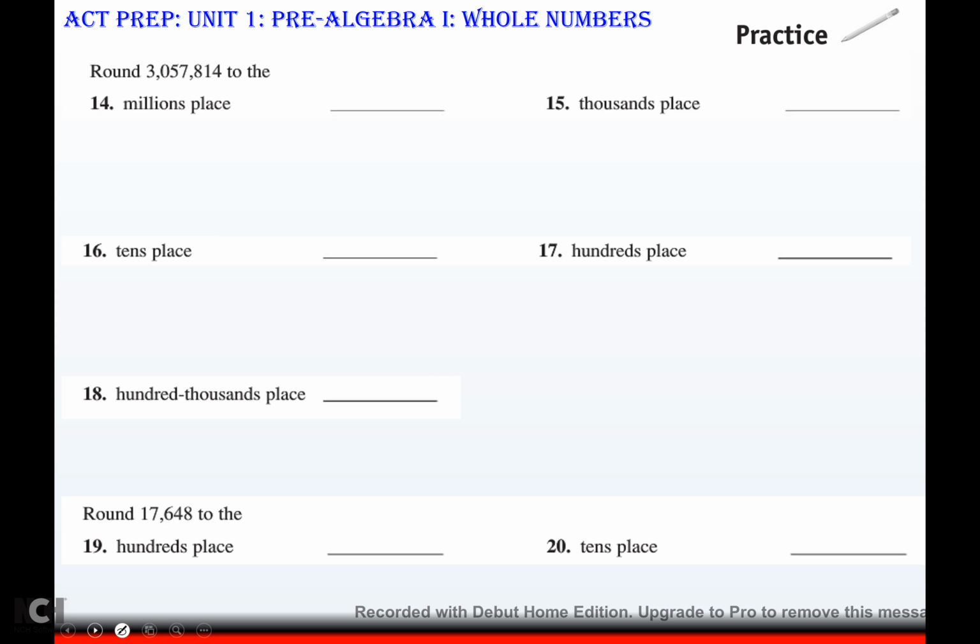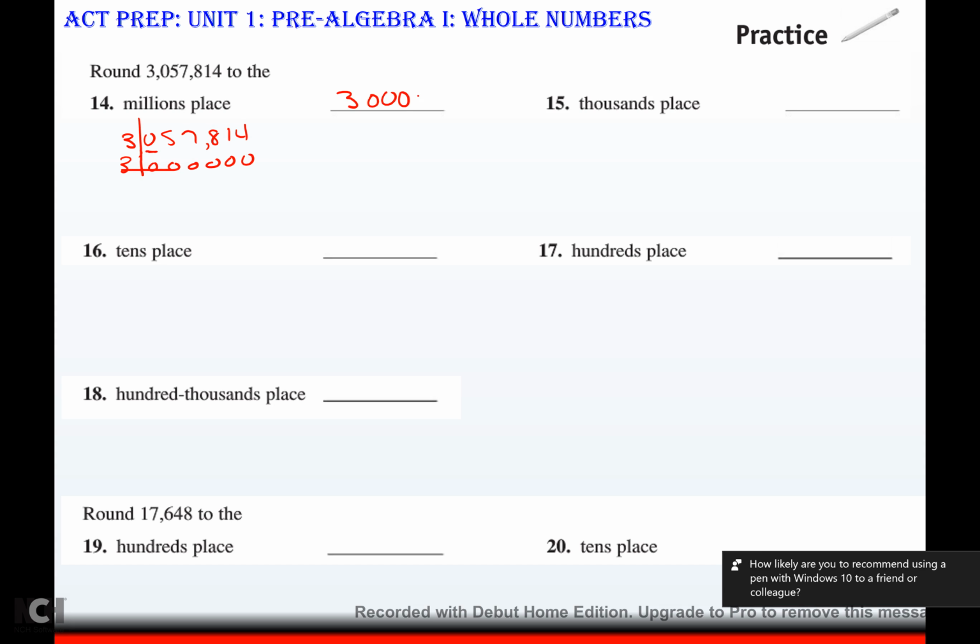Alright, now we're rounding. So they want us to round this number to the millions place. 3057814. Millions place would be right there. 0 is not going to change it, so this stays and those all go to 0, which would be 3 million. Okay, 15, the thousands place. 3057814. The thousands place is right there. 8 is going to bump that up to an 8. It stays, stays, stays, and everything after turns to zeros. So it'd be 3,058,000.